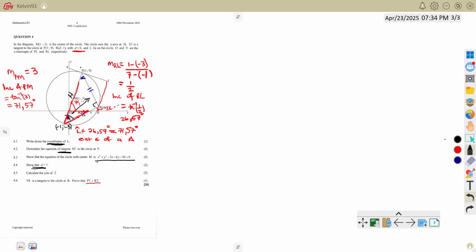In this question, we have just calculated this angle and we concluded that this angle is 45 degrees. And this one, we are initially given that it's a tangent. You are told that ST is a tangent to the circle at P. Here you are told it's a tangent, and this one is a chord. And we know that the angle between a tangent and a chord is equal to the angle in the alternate segment. So we can conclude that this angle is 45 degrees.